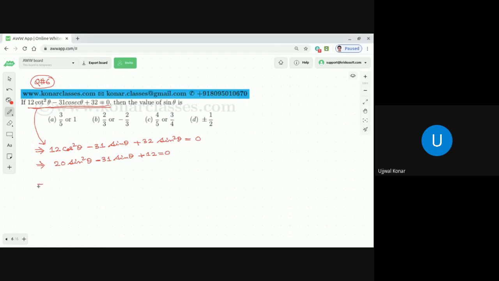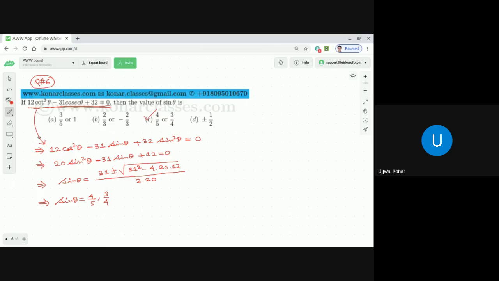So you know that from here you can find the value of sine theta is equal to minus b. Minus b means 31 plus minus square root of b square, that is 31 whole square, minus 4 into a into c, 4 into 20 into 12, divided by 2a, 2 into 20. And if you simplify this thing, dear students, you will get sine theta is equal to 4 by 5 and 3 by 4. And eventually we get the option C as the correct one.